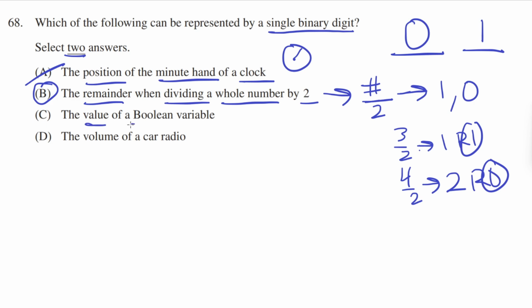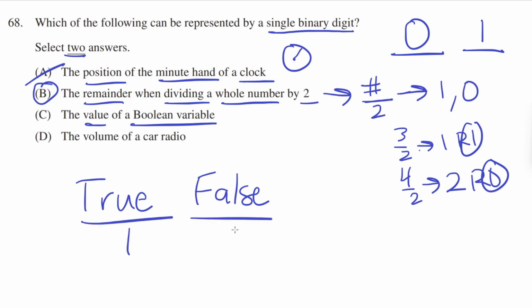C says the value of a Boolean variable. So a Boolean variable is just a variable that has two states, either true or false. So obviously, since there are only two different unique outcomes or two different states, we can easily just represent one state as a 1 and the other as a 0 using our single binary digit.